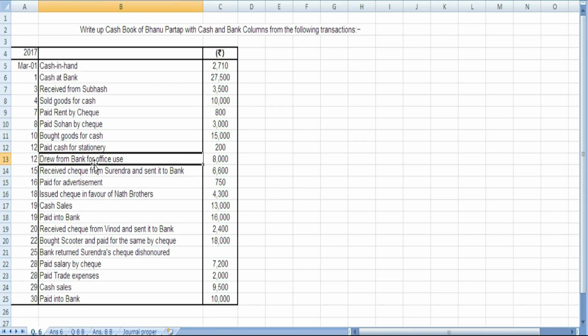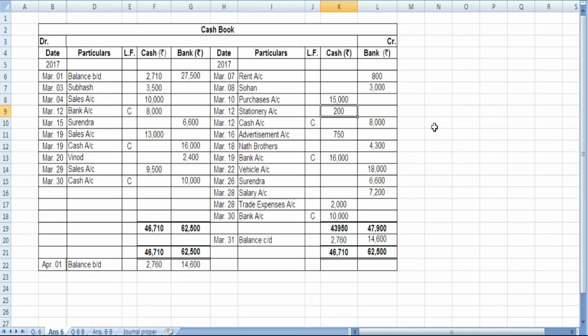next we have drew from bank for office use 8,000. Now always remember, whenever there is a deposit and withdrawal for the office use, there will be a contra entry, both the side entry. So drew for office use. So what is coming in? Cash account will be debited to bank account. Okay, cash comes in, and who is the giver? Bank. So we will write on both the sides.